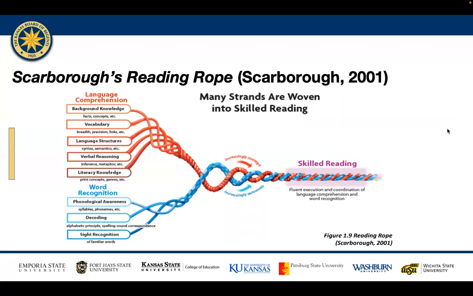In Scarborough's reading rope, we can clearly see why we're focusing on phonics in this session. The skills and tasks woven together into the bottom strands of the rope represent the foundational skills that support word recognition. The goal for these skills is to become increasingly automatic. We already mentioned 2 of those that are relative to our session, decoding and sight recognition.